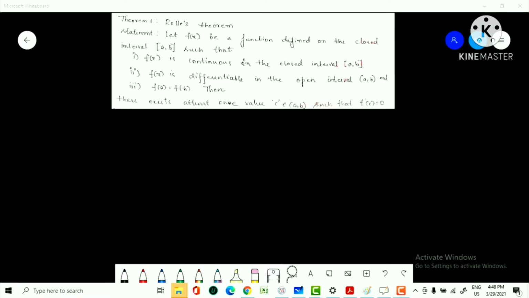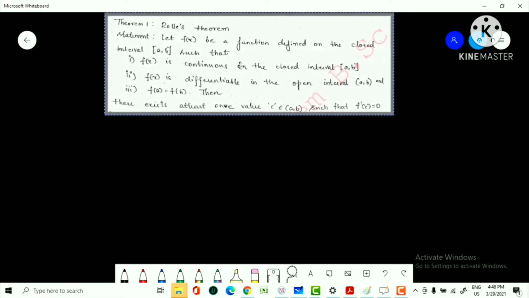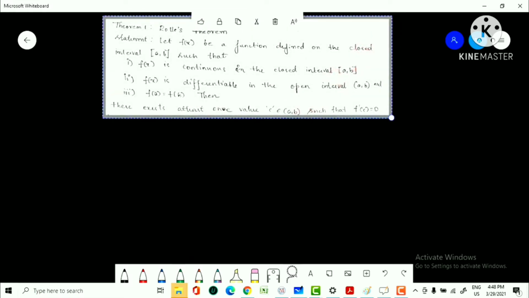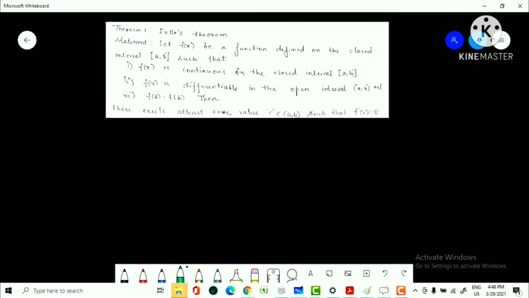The function is defined on the closed interval a comma b, such that the given function is continuous in the closed interval a comma b. Second condition, f of x is differentiable in the open interval a comma b. And the third one is f of a is equal to f of b.